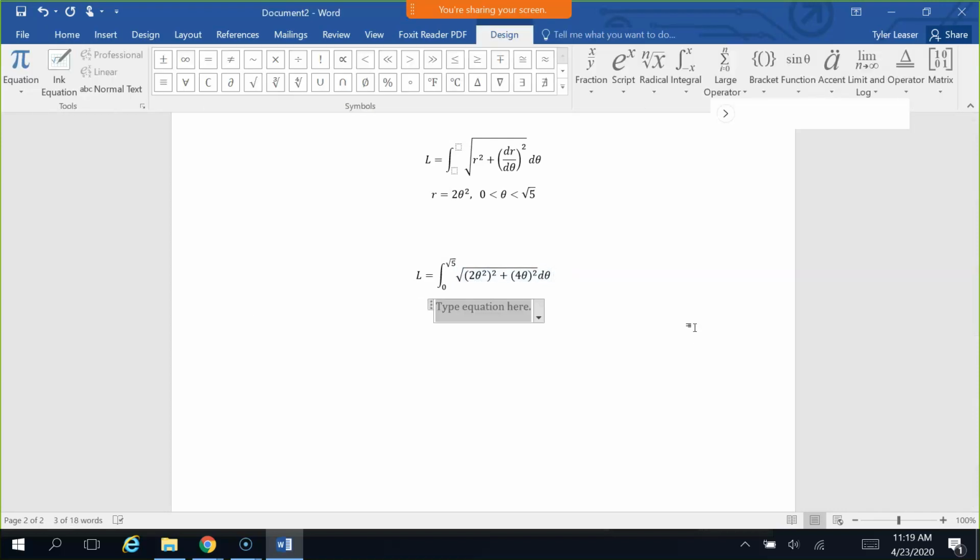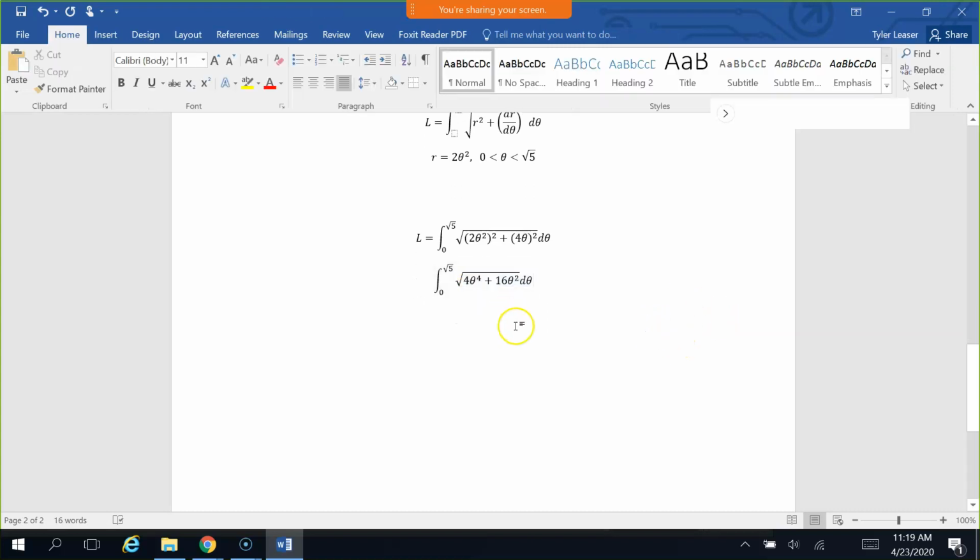Okay, cleaning this up. Still the integral from 0 to square root 5. Still have that awful looking square root, but now in the square root, 2 theta squared all squared is 4 theta to the 4th, plus this one squared, 16 theta squared, d theta. And this is not a good one, right? So that's kind of an awful looking integral, but hopefully we can simplify this down in such a way that we can actually do it.